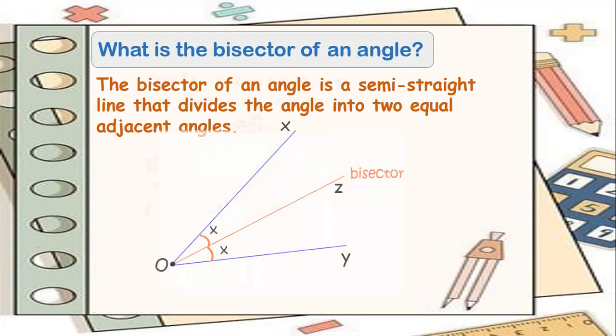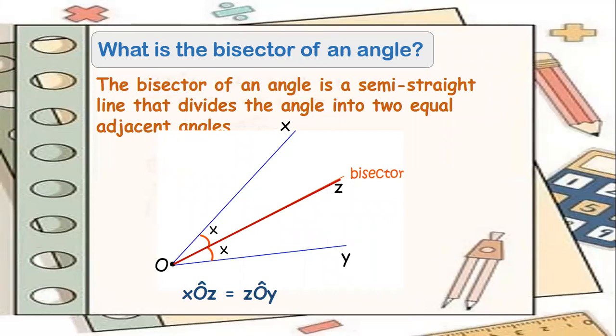Let's take an example. For example, OZ is the bisector of the angle XOY. OZ is a semi-straight line. It is limited from one side and unlimited from the other side, and it divides the angle XOY into two equal adjacent angles. So XOZ is equal to ZOY. These two angles are equal and they are adjacent.